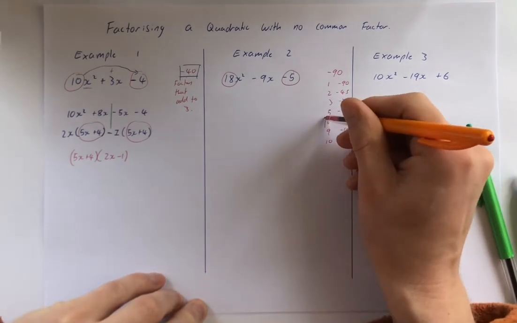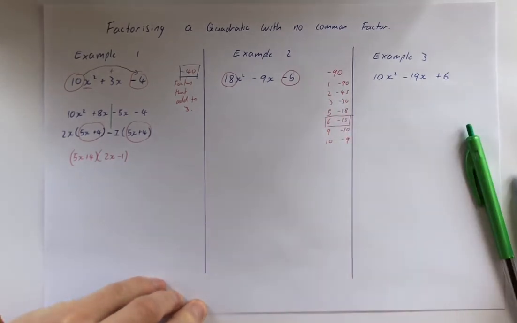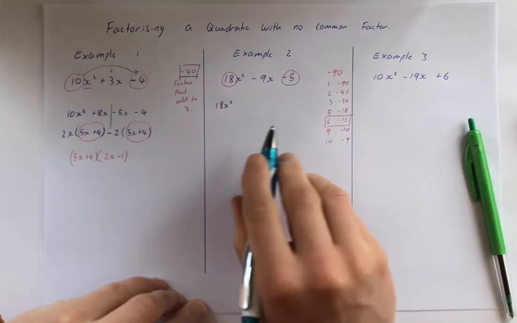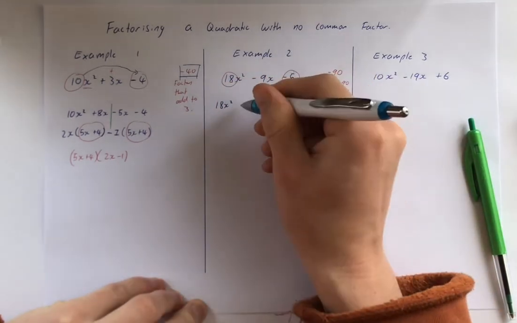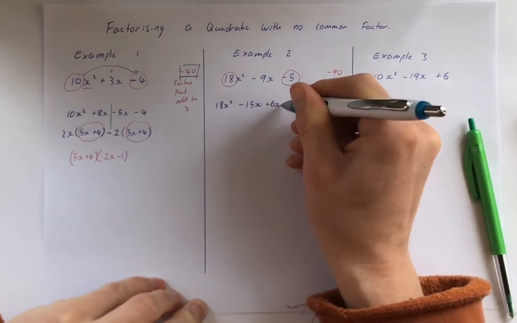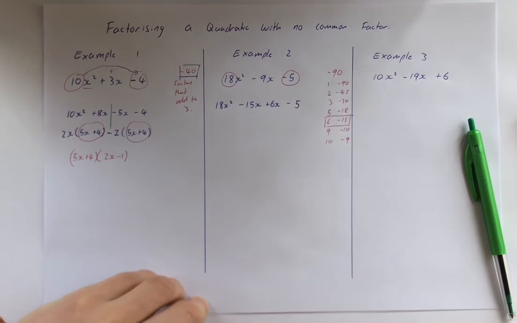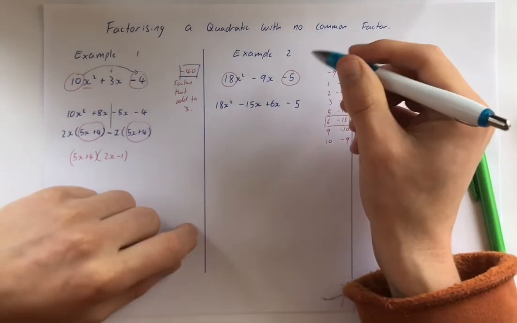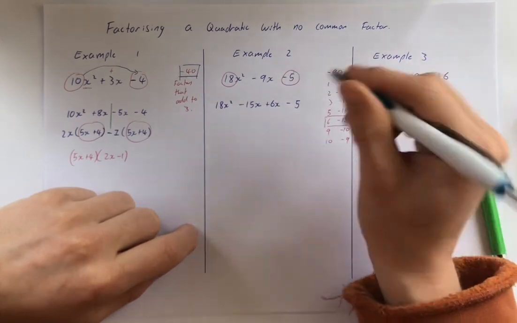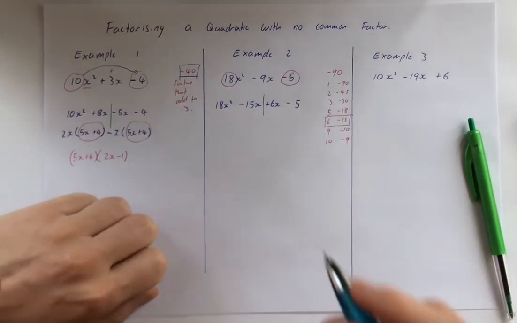And it looks like it's 6 and negative 15. So that's our split. 18x squared. It doesn't matter which order you write this in. So I might just write the negative 15x plus the 6x minus the 5. So there I have it. First times last. Factors that are going to split the negative 9. And I write that split there.